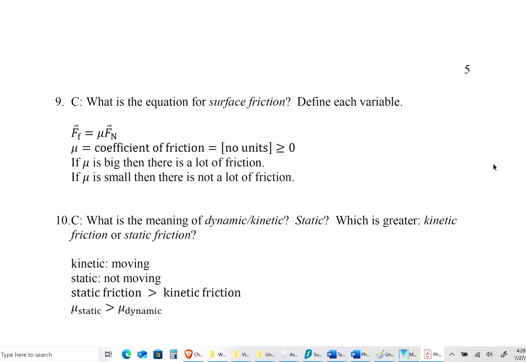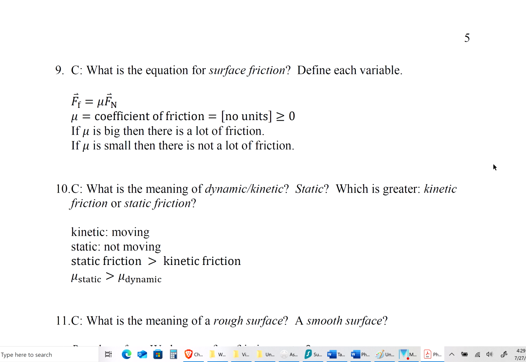Question number 9. What is the equation for surface friction? Define each variable. Force of friction equals mu times force normal. So mu is a coefficient of friction. It has no units and it's always greater than or equal to 0. If mu is big, then there's a lot of friction. If mu is small, then there's not a lot of friction.